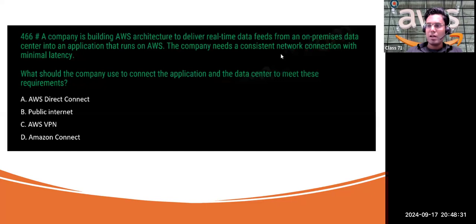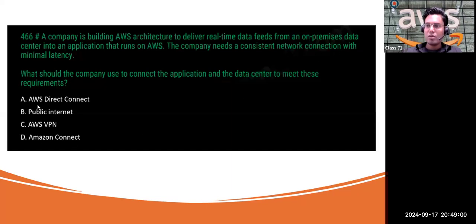Consistent network. Public internet is not consistent. AWS VPN is not consistent. Why? Because VPN will work according to your internet. If your internet speed is slow, then point B or the cloud service on the next side will accept the slow speed. It's not dedicated or consistent.